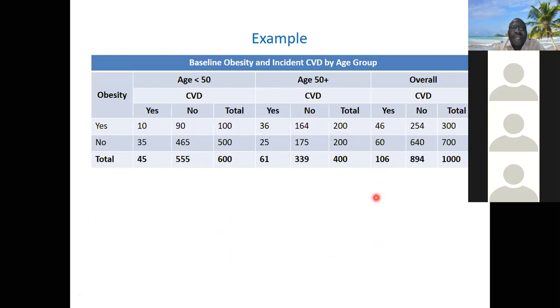Now, baseline obesity and incidence of CVD by age. Or is there any question before we proceed? The one we just explained, is there any question before we look at the example?